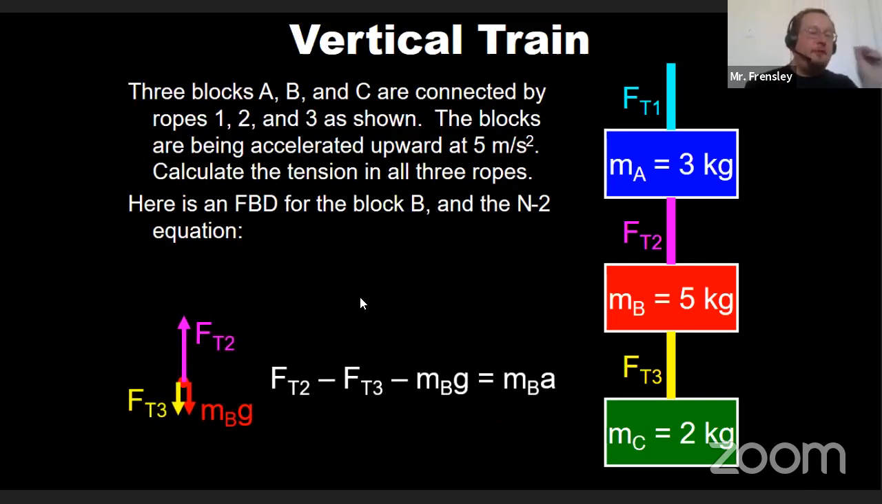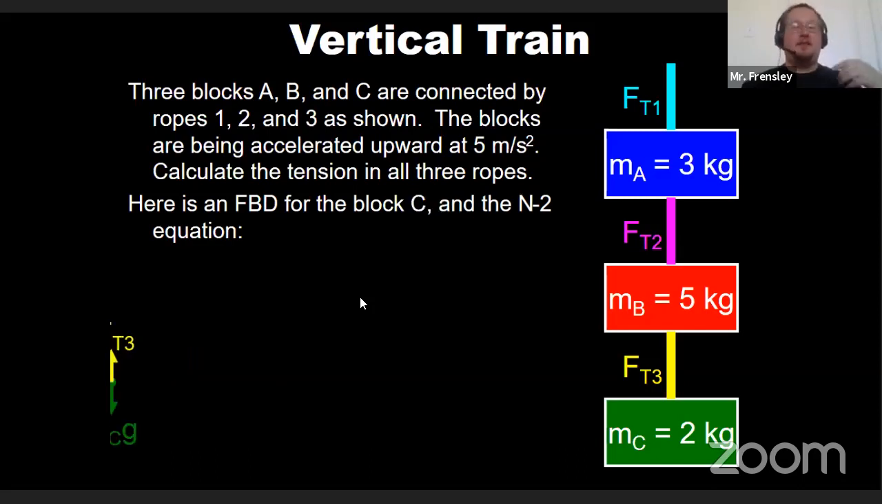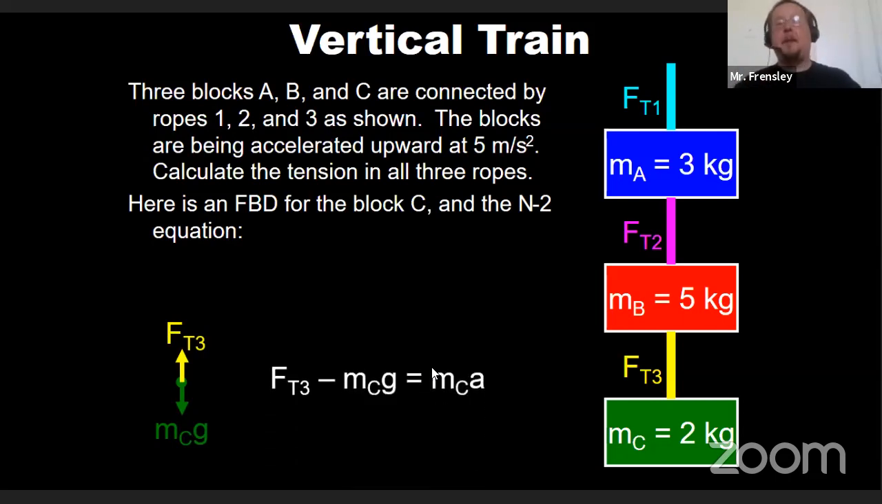But if I look at the very last block, the one on the bottom, mass block C, that only has 2 forces on it. Tension 3 up minus mg down for C equals ma. So you could easily just plug into this equation right here. Let's see if I can do it in my head. I have 2 times 10, and then I've got 2 times 5, that's the acceleration. So I've got something minus 20 equals 10, so tension 3 would be 30 newtons.